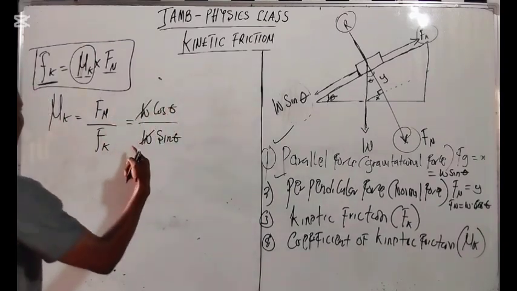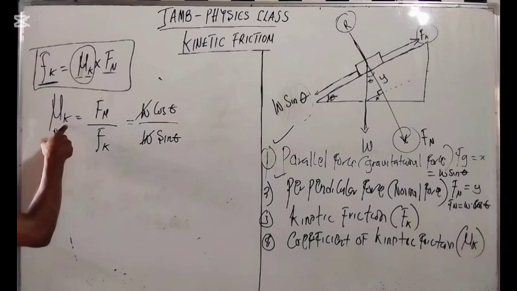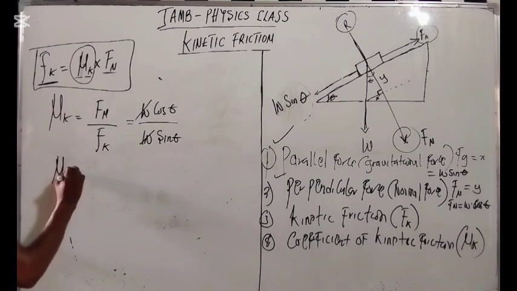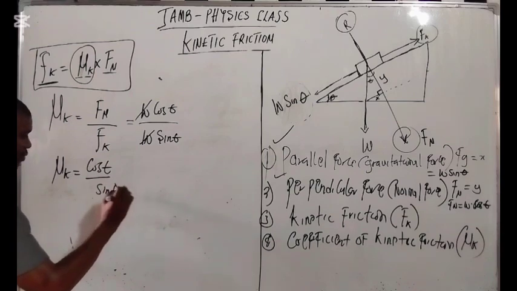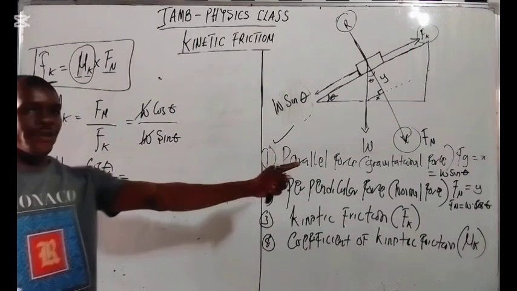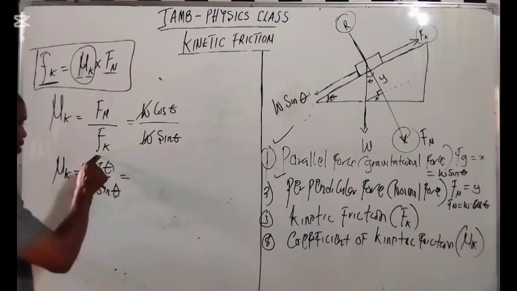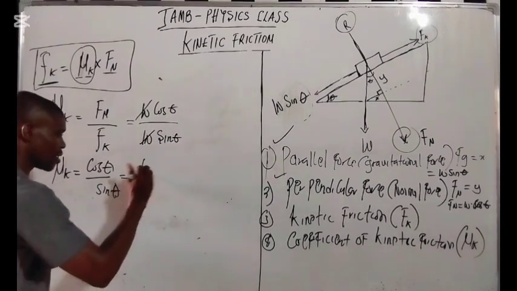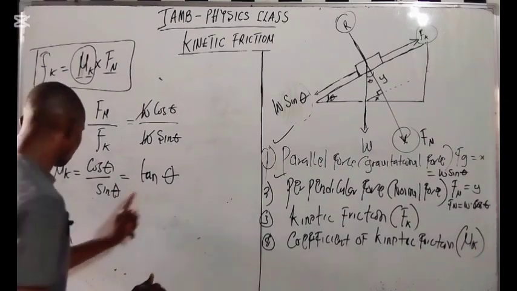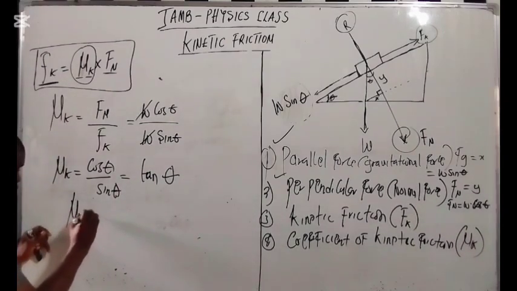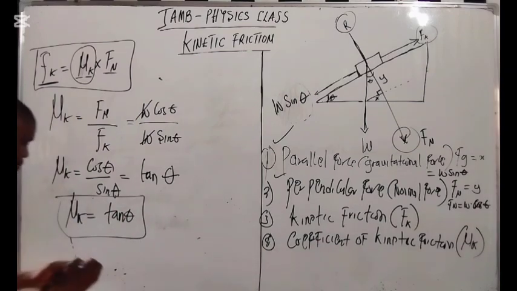Now when you look at it here, we can say the coefficient of kinetic friction equals cos theta over sine theta. If you look at the trigonometric ratio, cos theta over sine theta, you also know it as tan theta. So this one here equals tan theta. Very important here.